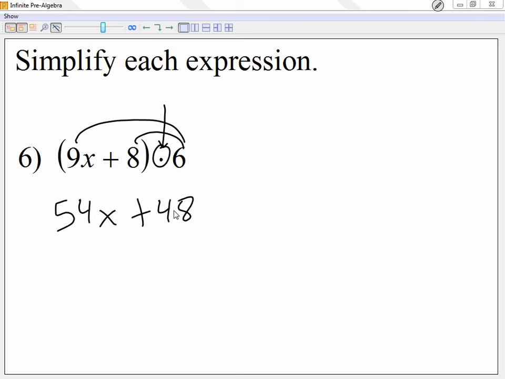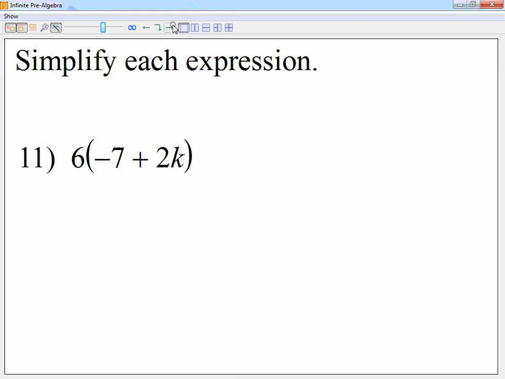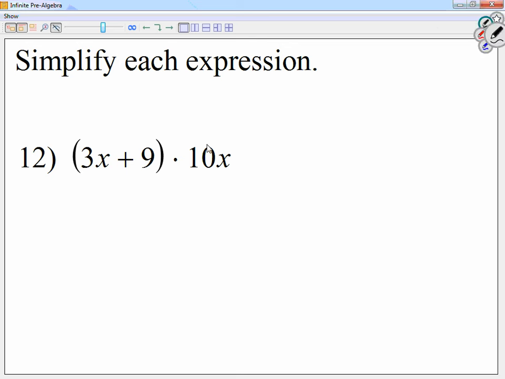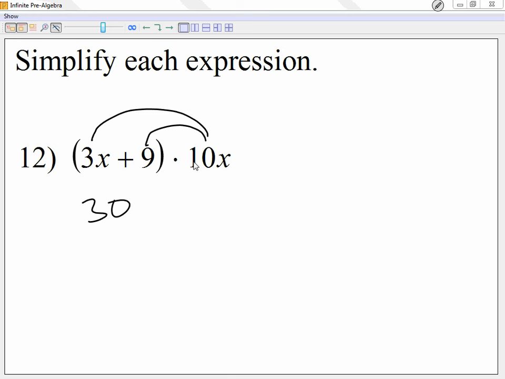All right, any questions? Yes. 12. All right, looking at question number 12, let me multiply the 10x to the terms on the inside. So 10x times 3x, I know 10 times 3 is 30, but on the x's, remember, add the exponents. So I'm going to say x to the second. Now 10x times 9, let me call this 90x. All right, 10 times 9 is 90, and I just copy the x.